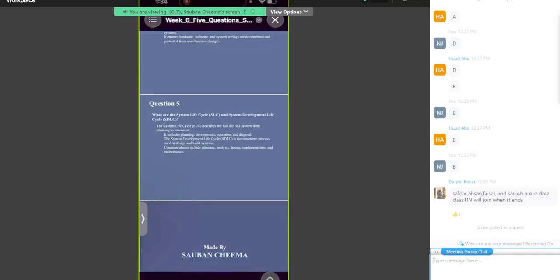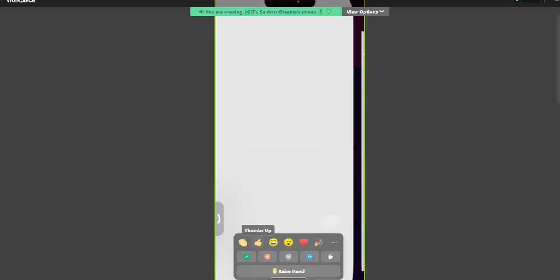What are the system life cycle and system development life cycle? The system life cycle describes the full life of a system from planning to retirement. It includes planning, development, operation, and disposal. The system development life cycle is the structured process used to design and build systems. Common phases include planning, analysis, design, implementation, and maintenance. And that is it.